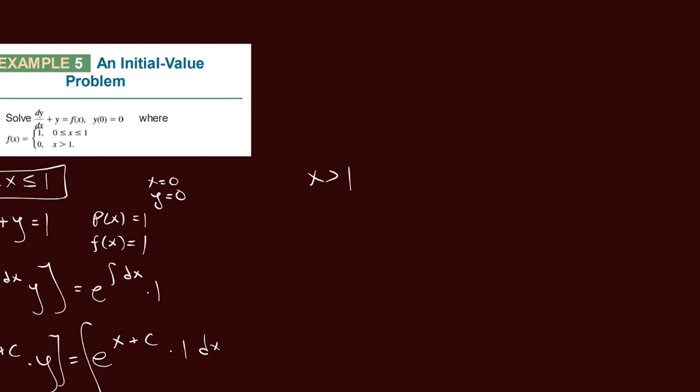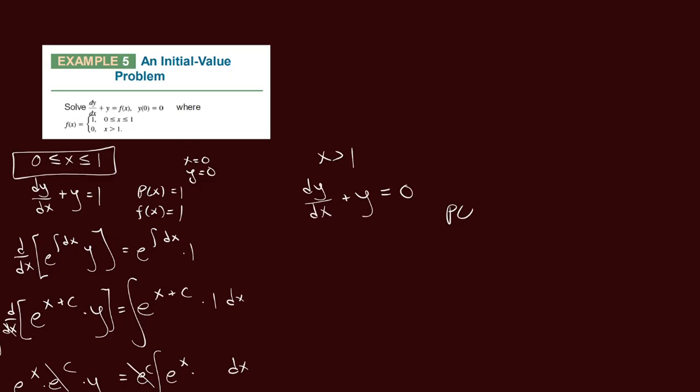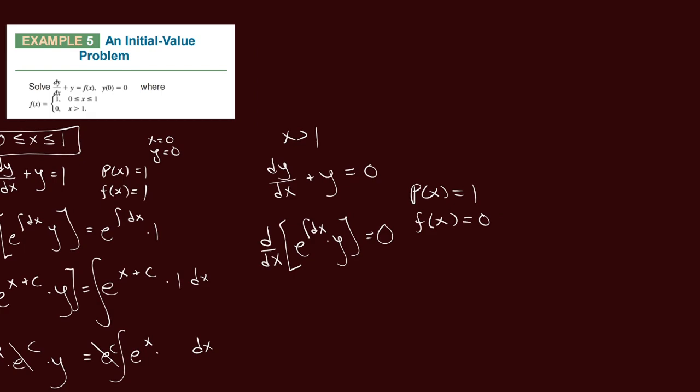Okay, so the next part we're going to do is rewrite this when x is greater than 1. So our following thing will look like this, and f of x is 0, so we're going to have this equal to 0. So p of x is 1, f of x is 0. So we just reuse the following formula, and this will all be equal to 0 because it's e to the power of the integral of p of x times f of x, and f of x is 0, so it'll all be equal to 0.